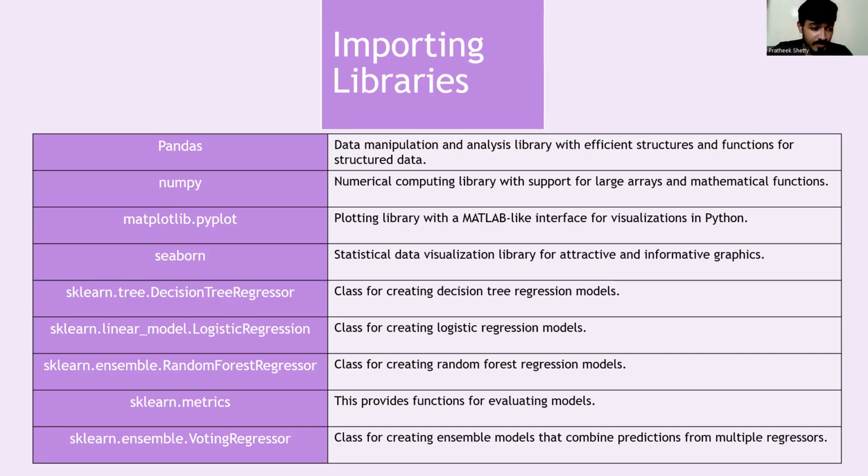Now, the other 5 libraries are a part of the sklearn library. Here, decision tree regressor is a class for creating decision tree regression models. Logistic regression is a class for creating logistic regression models. And similarly, random forest regressor is a class for creating random forest regression models. Metrics provides functions for evaluating models, and voting regressor is a class for creating ensemble models that combine predictions from multiple regressors.